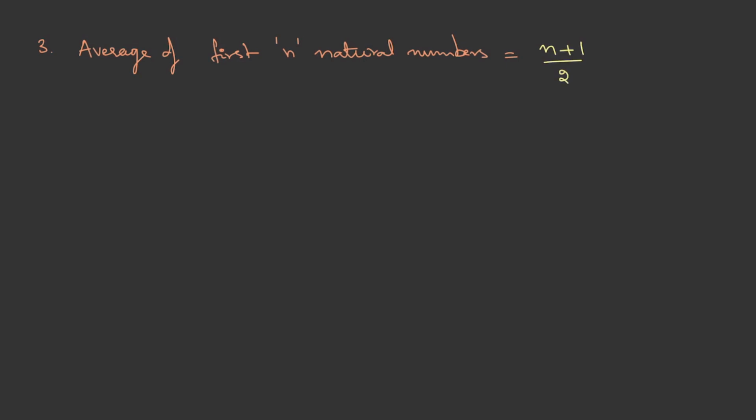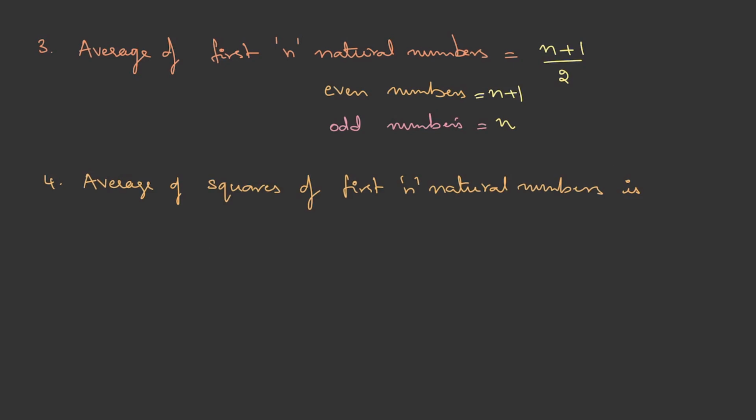Now the third property is the average of first n natural numbers is n plus 1 by 2, or if it is n even numbers, then it is n plus 1, and if it is odd numbers, then it is n. Now the fourth property is average of squares of first n natural numbers is n plus 1 into 2n plus 1 upon 6, and instead of squares, if they give it as cubes, then it will be n into n plus 1 square upon 4. Try to memorize these formulae because sometimes they directly give you the question based on this.